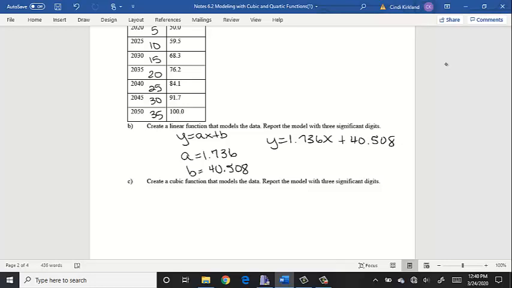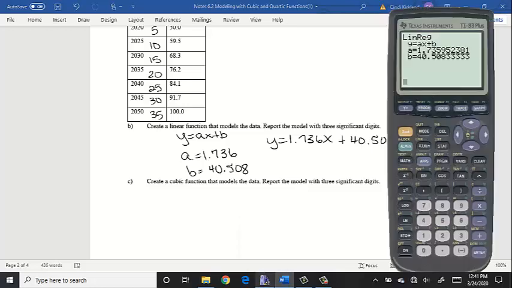Now it wants us to take that same data and create a cubic function, and report with 3 significant digits. So we're going to go back to our calculator, go to Stat, go over to Calc, and go down to number 6 for our cubic function. All right, take a moment.